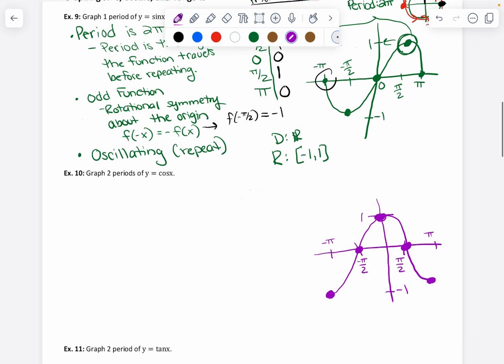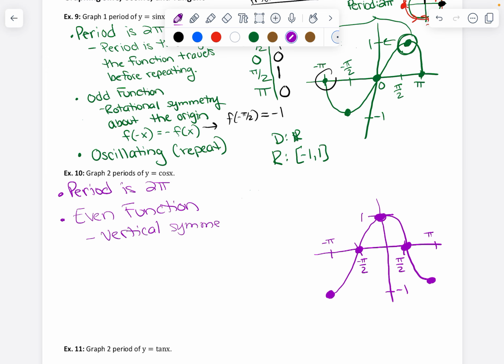So before we talk about the table, the period for cosine is the same as sine. So the period is 2 pi. Now, because we have that shift, this no longer has rotational symmetry. If we were to take this curve and rotate it over, it would not overlap itself, all right? Instead, we have vertical symmetry about the y-axis, so cosine is actually an even function because it has vertical symmetry about the y-axis.